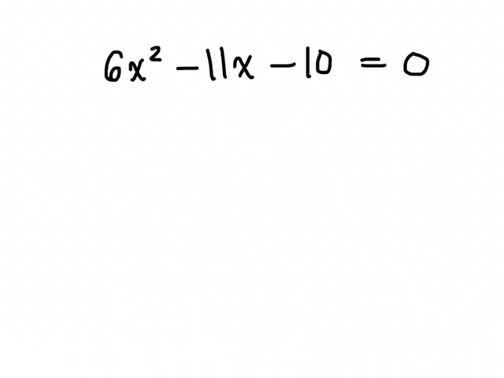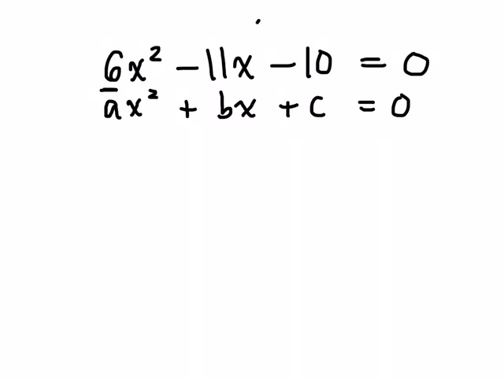Okay, so we're given a quadratic relation. What form is this written in? Okay, so this is written in the form ax squared plus bx plus c. When a is any number other than 1, in this case it's a 6, how do I factor this? What am I looking for?